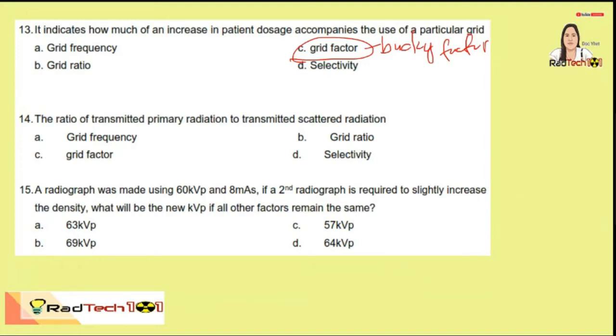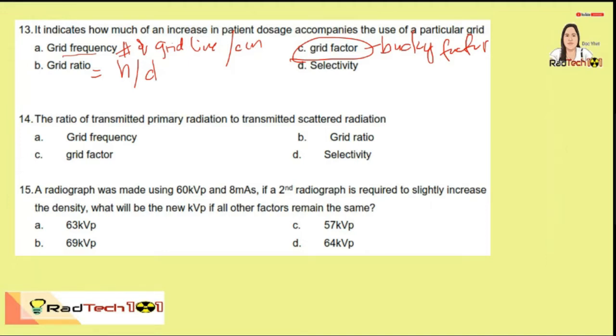So when we say grid frequency, this refers to the number of grid strips or number of grid lines per inch or per centimeter. So the higher the grid frequency, the higher the technique factor required, the higher the patient dose. As for the grid ratio, the grid ratio is determined by the height of the lead strips divided by the distance between those lead strips, which refers to the distance of the interspace materials, or sometimes thickness of the interspace materials. So this is a grid ratio.